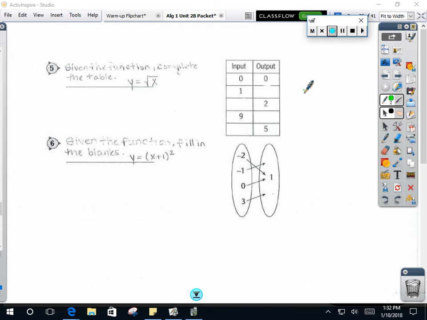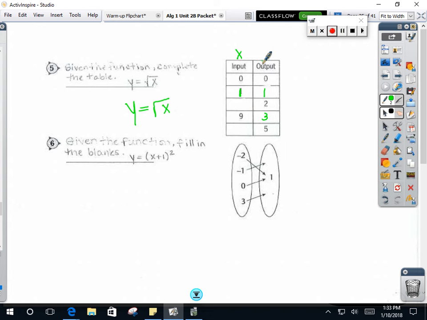Number 5, given the function, complete the table. Okay, so the function this time is the square root function. The first input and output are both complete, so we don't have to worry about those. Remember, this 1 is a what? An x value. So we'll replace the x with a 1, and the square root of 1 is 1. Okay, then 9 is also in that column, so it's also an x value. When you replace the x with a 9, the square root of 9 is 3.